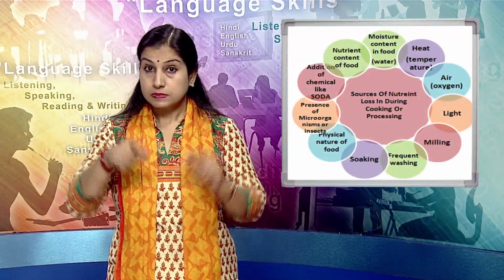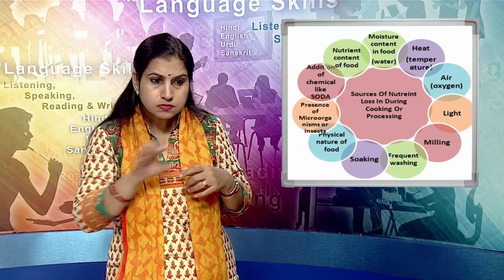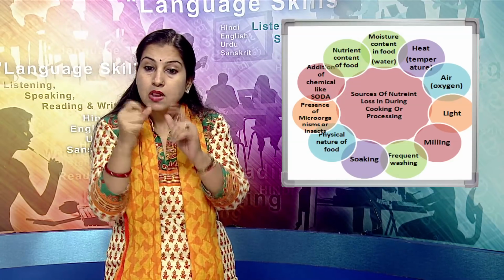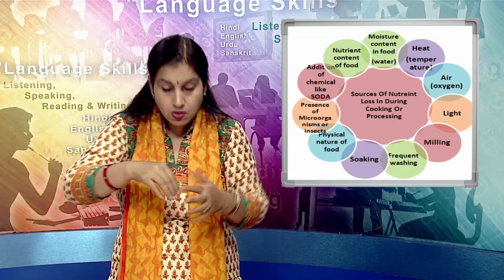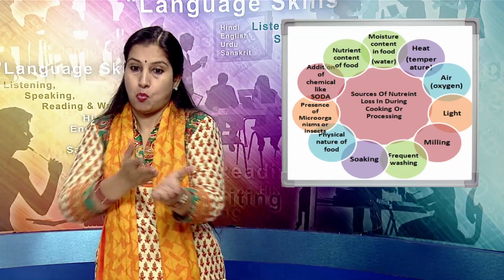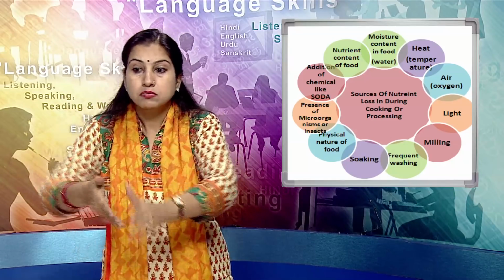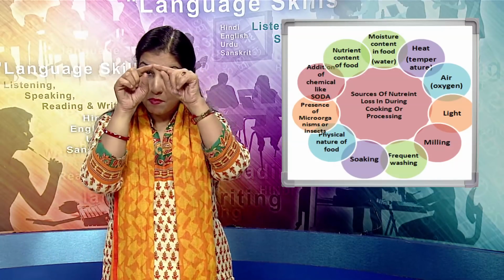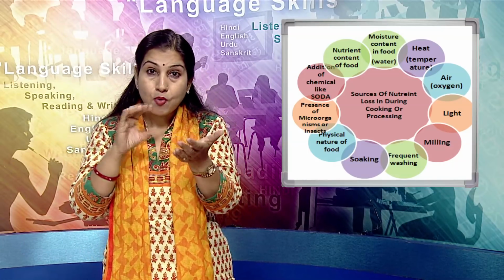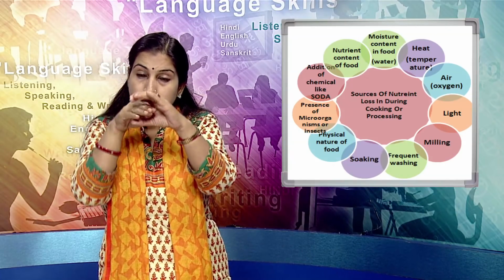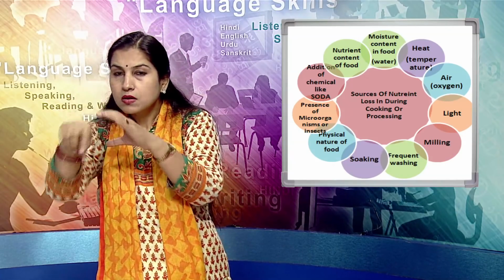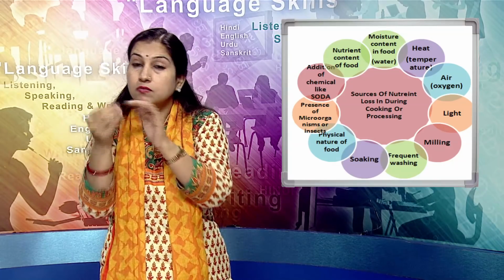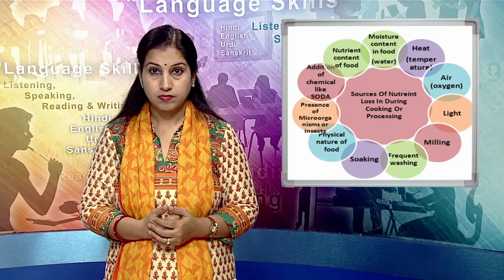In this picture, you can see and understand the sources of nutrient loss during cooking or processing. There are various ways through which nutrients of the food can be lost. On the topmost circle, you can see moisture content in food, the water inside the food. The second is heat. Temperature can also be a source through which nutrients can be lost.